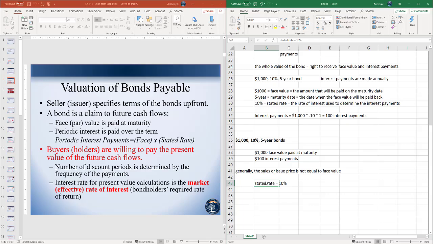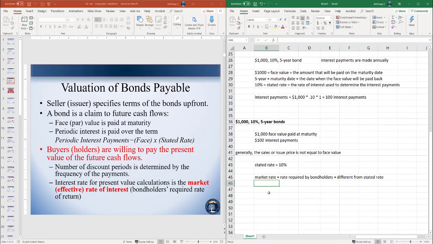So in other words, even though the stated rate is 10%, the market rate, which you can think of as the rate required by bondholders, in other words, how much would you want to get paid? Generally the market rate is different from the stated rate. Out on the market, interest rates fluctuate all the time, and so by the time we release the bonds, the required rate of return will have changed.